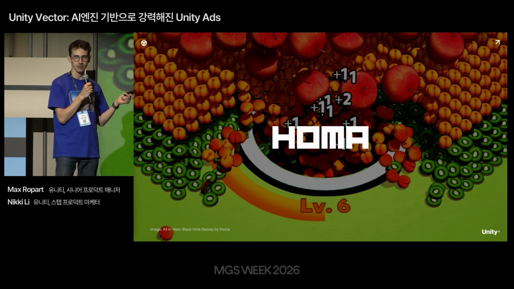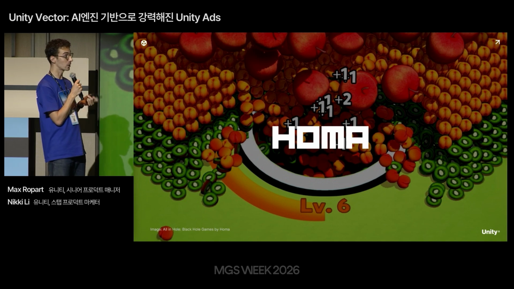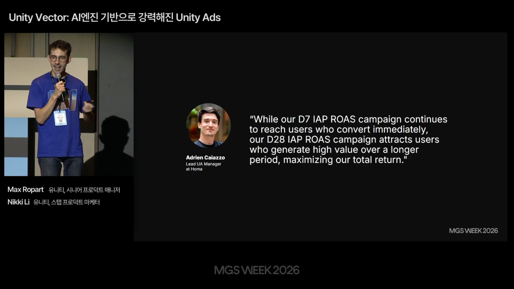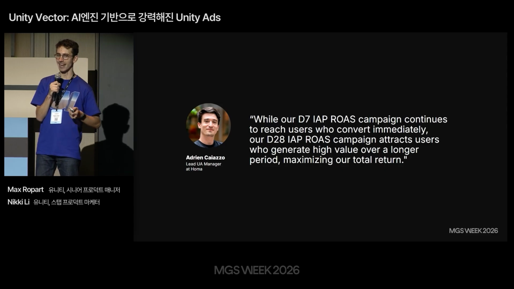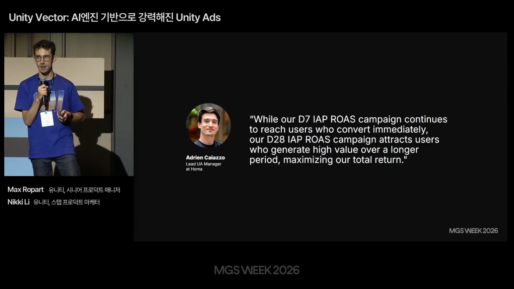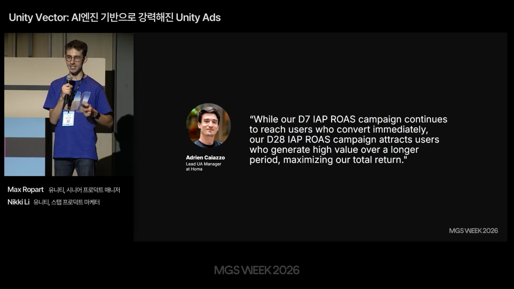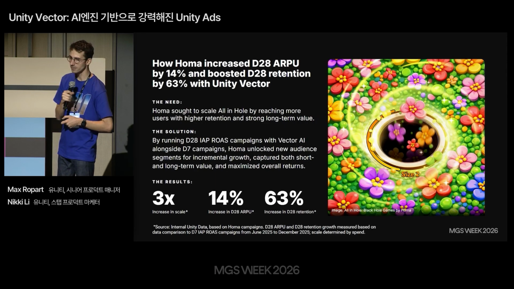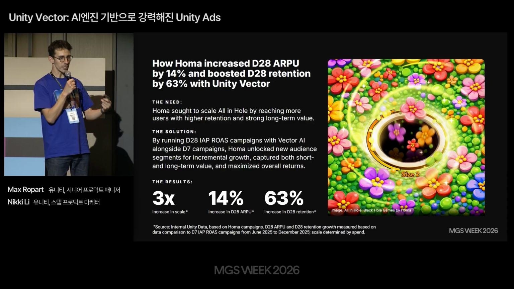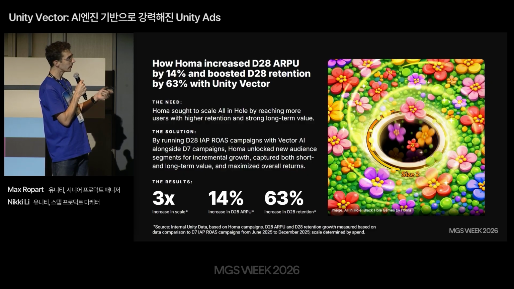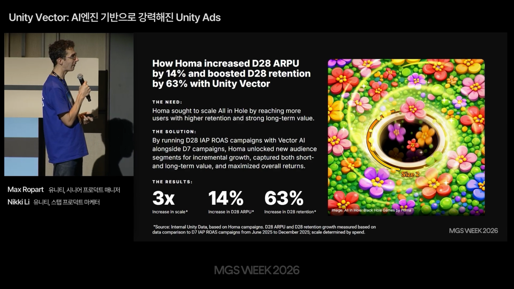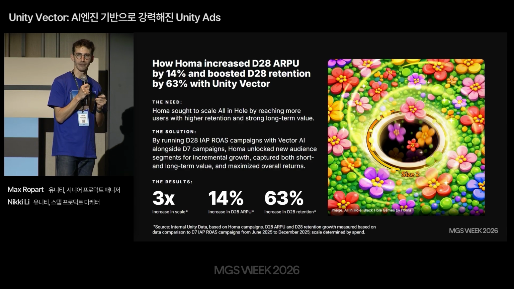Let's take a look at Homa, which is a French hybrid casual studio. Adrien, I'm going to cite here, has highlighted how Vector helps them maintain their existing D7 scale and performance while also expanding their ability to target additional longer LTV cohorts. Again, what does that mean? The need for them was clear on Unity Network. They wanted to scale their game overall while reaching users who have better retention, who have a higher long-term value, but they're not wanting to sacrifice what they have today.